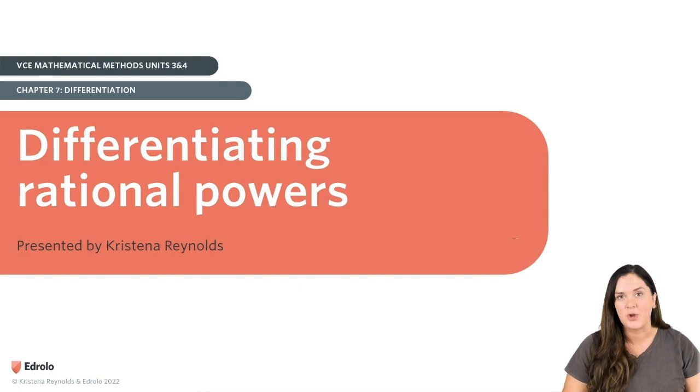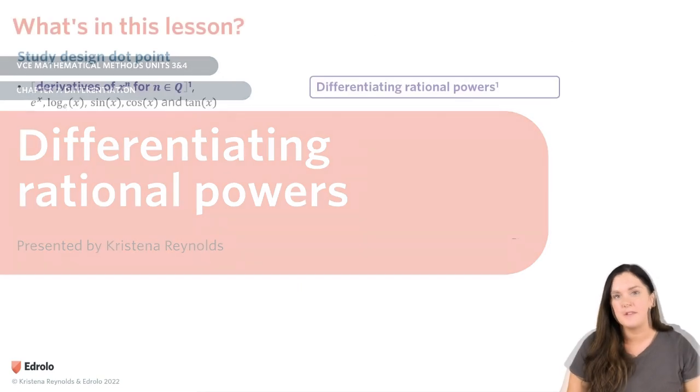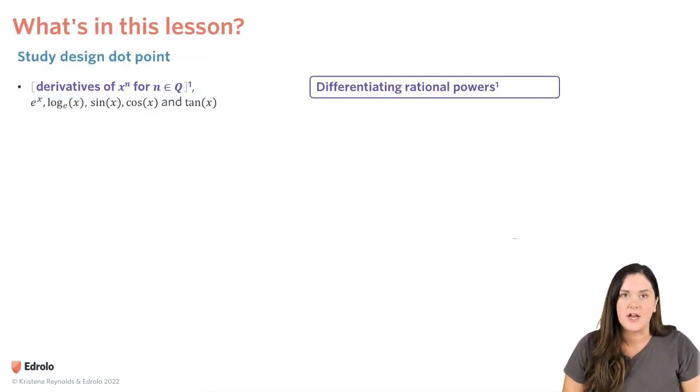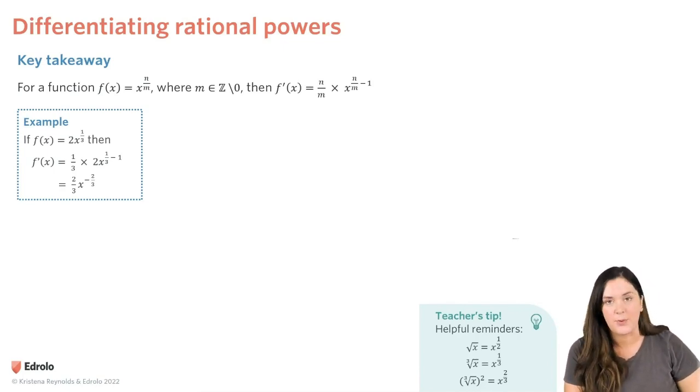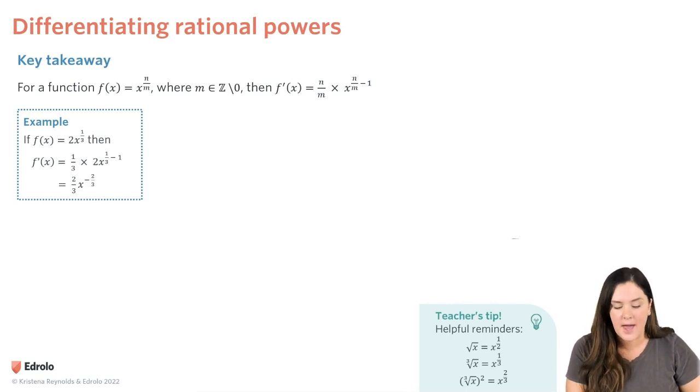Again, in this lesson, we'll be looking at differentiating rational powers. So this is the same study design dot point that we've been covering the last few lessons. So we've got derivatives of x to the power of n, but in this case, n is p over q, so our rational index there. So again, we're going to be using the same rule that we have been the last few lessons. So we bring the power to the front and we take away 1 from the power. But again, our power now is a rational number. So we're going to use n over m in this case.